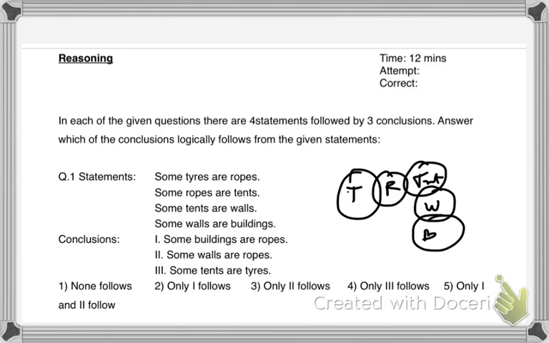Some buildings are ropes. Now first of all, what I see is that all the given statements are positive statements. So I quickly go through my conclusions, and if there is any negative conclusion, I'll reject that conclusion. That is one of the rules I follow, and it always proves to be helpful. Since there are no negative conclusions in the given set of conclusions, that rule is not useful here. Now, since all the conclusions are positive, I refer to my diagram.